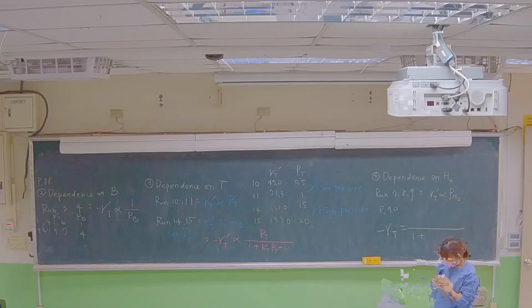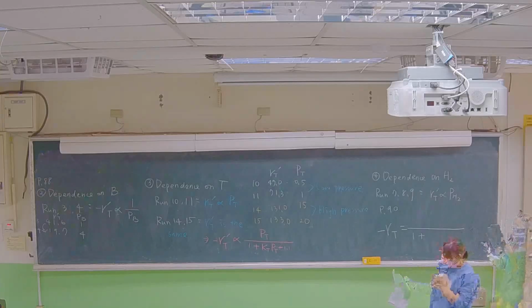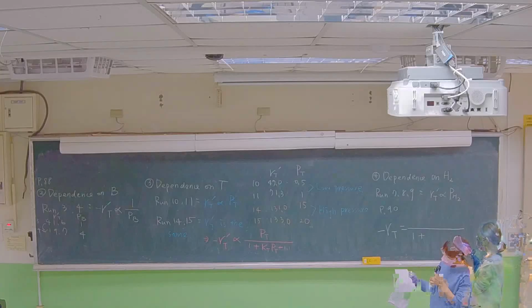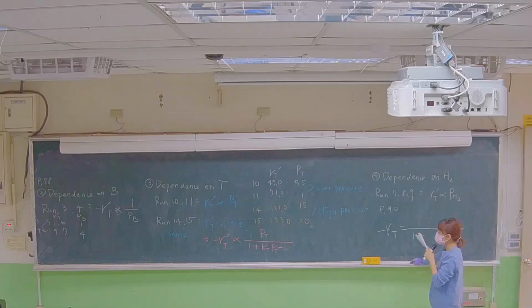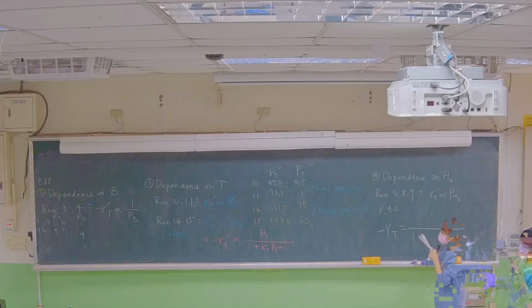And secondly, dependence on benzene. Okay, we can see this page by page. So please go to slide 88. Slide 88, dependence on benzene. B, there, yeah, you can see. Dependence on benzene. Inversely proportional, right? So for benzene, it should be here. Kb, Pb. For benzene, Kb, Pb. Okay?